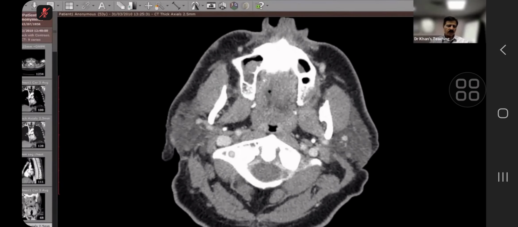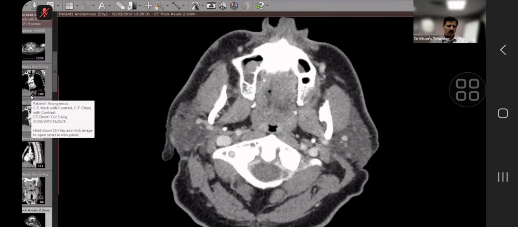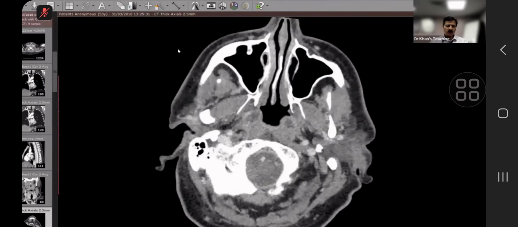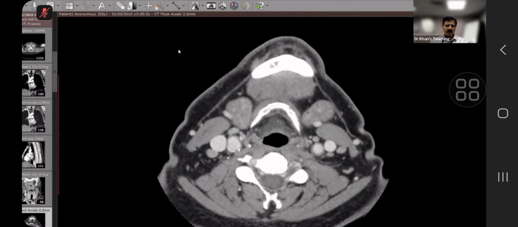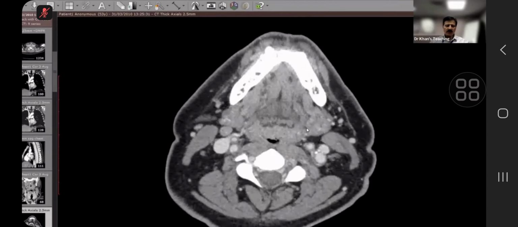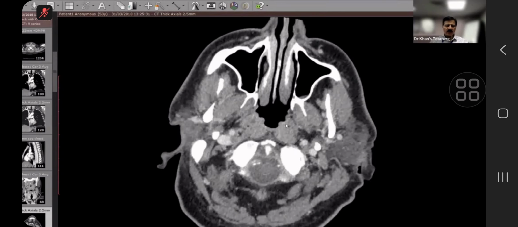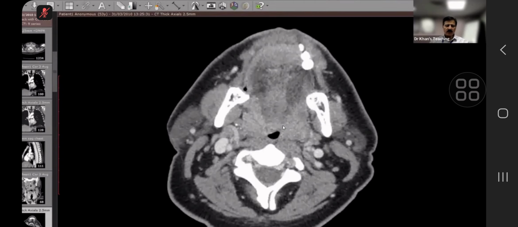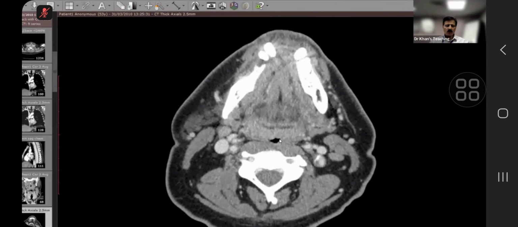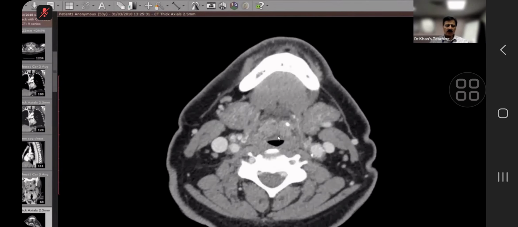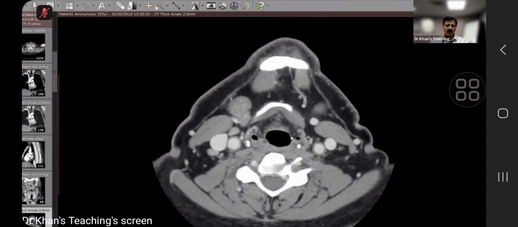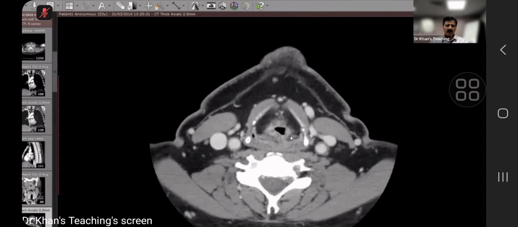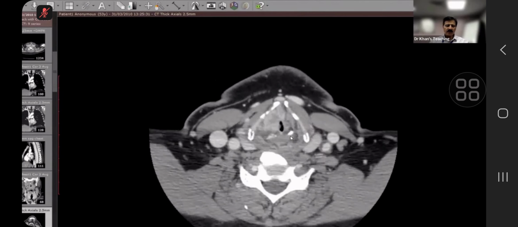This case has not been done with the laryngeal protocol. It is just a neck, what we call a single phase study. Just concentrate from here downwards. If you see here, we are at the nasopharynx here, and we are at the oropharynx here. There is lingual tonsil, which is quite prominent. Now this is the pre-epiglottic fat, and we are here.